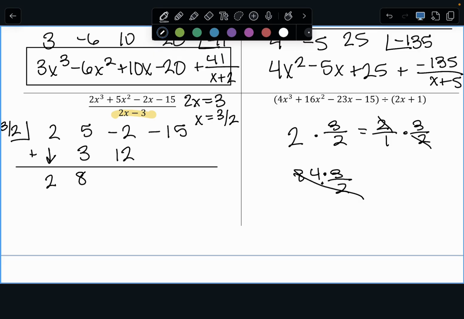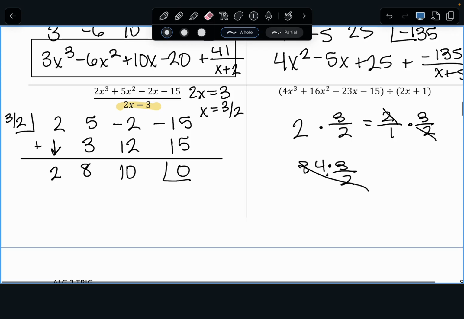Then we do negative 2 plus 12 is 10. We do the same trick. 10 divided by 2. 5 times 3. 15. And we get a remainder of 0.